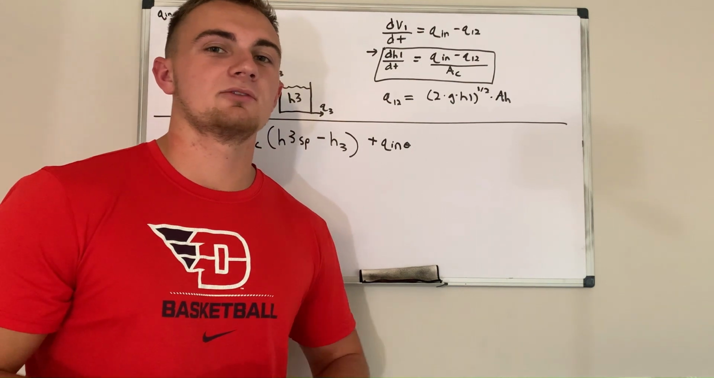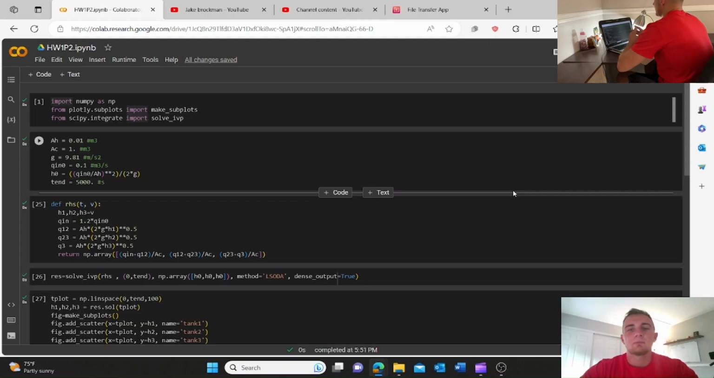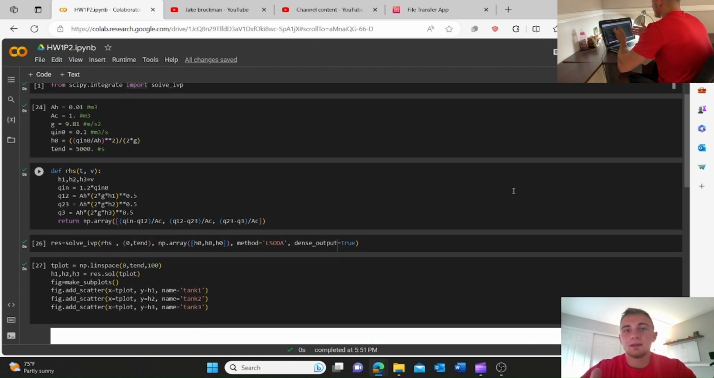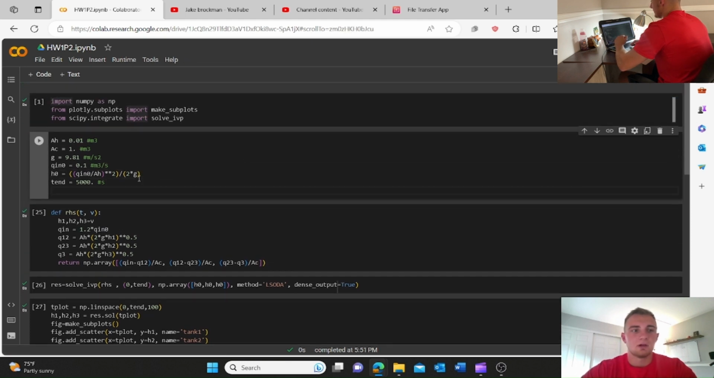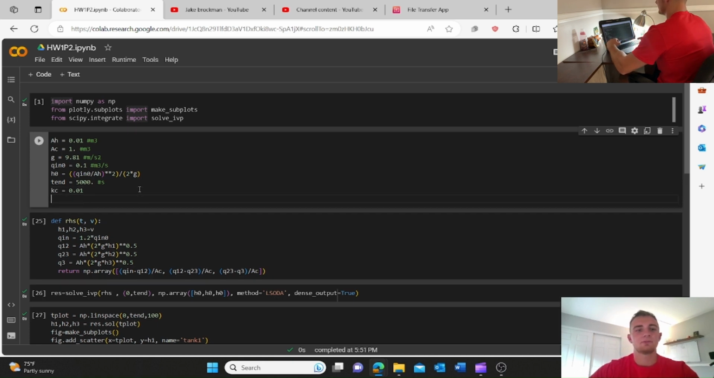So let's go ahead and head into Python. Okay, so we're back in Python with the same exact code that we used for Part 2 of this homework, with the three tanks in series. We're going to install the proportional controller. Up by our givens, or our known values, I'm going to enter that controller gain, this Kc value, or the proportionality constant, which is the easiest way to think of it. We'll start with something relatively low, like 0.01.